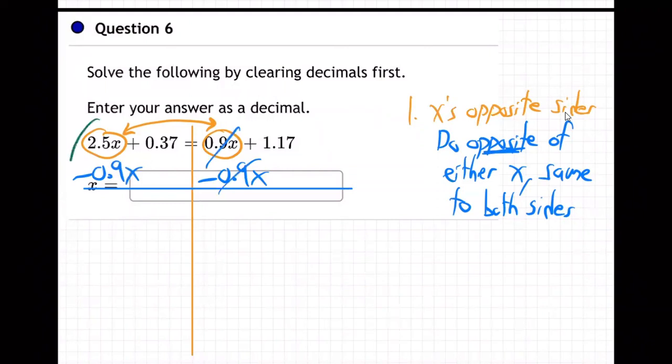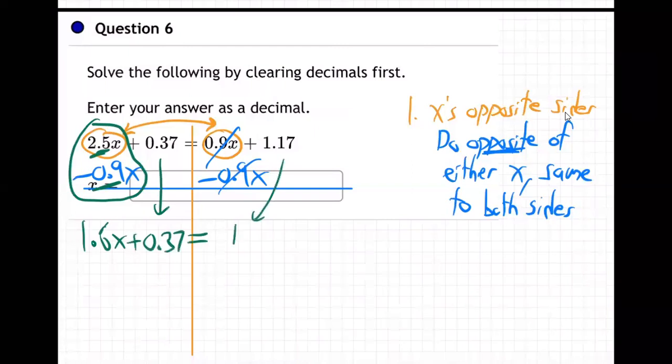Okay, now right here, use your calculator. Take 2.5 and subtract 0.9. And you will get, I think, 1.6x. Yeah, 1.6x. Bring down the 0.37 and bring down the 1.17.